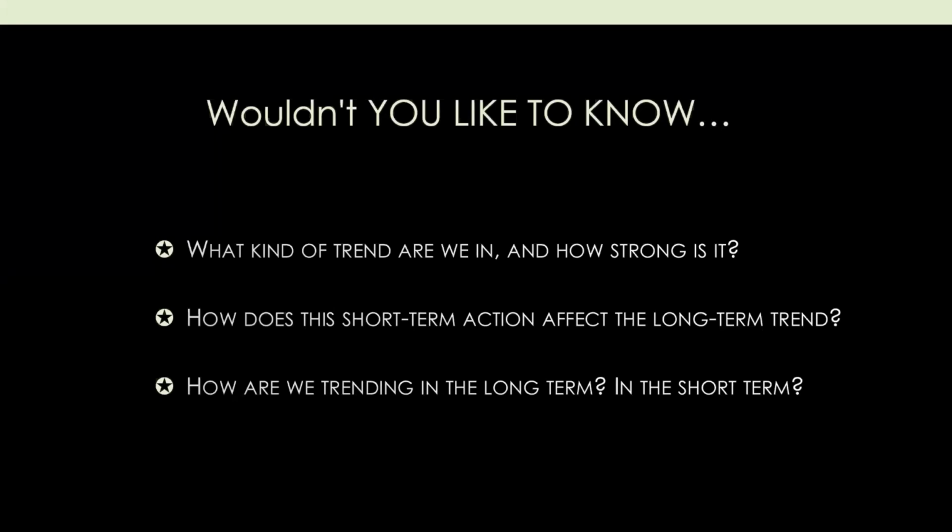Okay, so some common questions we often want to answer when reviewing a chart are: what kind of trend are we currently in and how strong is it? How does the short-term action affect the long-term trend? And how are we trending in the long term as opposed to the short term, or vice versa? There are a lot of common ways of answering this question, and not a few of them will involve calculating some sort of moving averages and then comparing the moving averages as well as current price position in relation to them to tell how we're doing in the short term and long term.